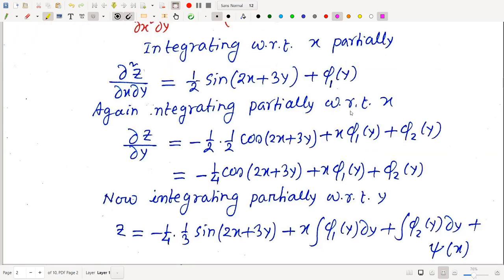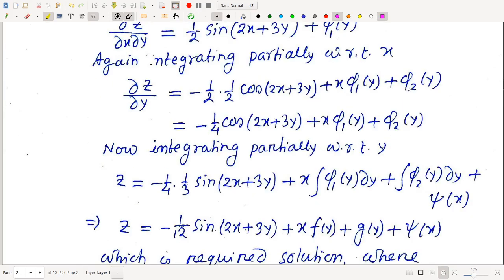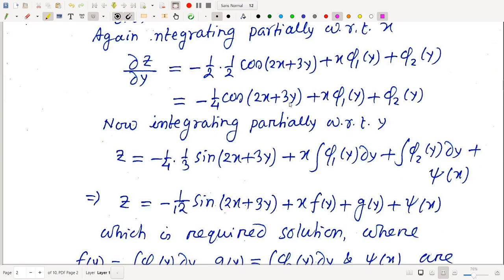Again integrating this partially with respect to x, we get this ∂x will go, it will be only ∂z/∂y. So sin(2x + 3y) integration with respect to x is minus cos(2x + 3y) into another half. Already there is a half, and φ₁(y) constant, so integration ∂x will give only x plus φ₂(y), another arbitrary function added instead of an arbitrary constant, because we have integrated with respect to x keeping y constant. So this simplified is 1 by 4.